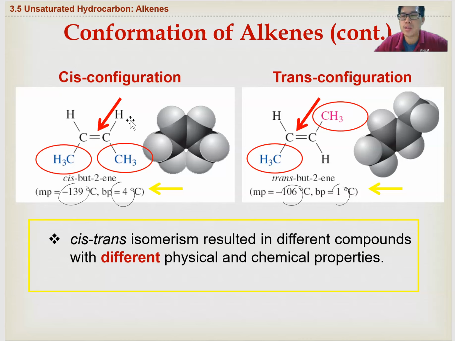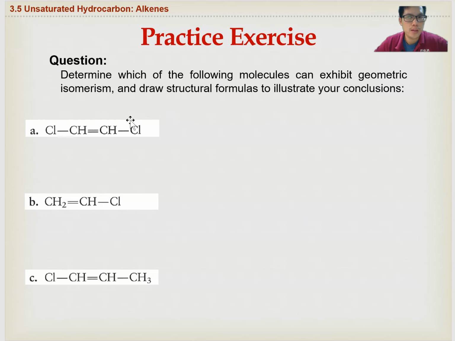Okay, let's try this. Which one exhibits geometric isomerism? Draw the structural formula. Geometric isomerism, in this case, we are talking about the cis and trans conformation. To make your life easier, note it's asking whether it can exhibit cis-trans or not. It can either have cis-trans or not; it's not asking you whether this is cis or trans.